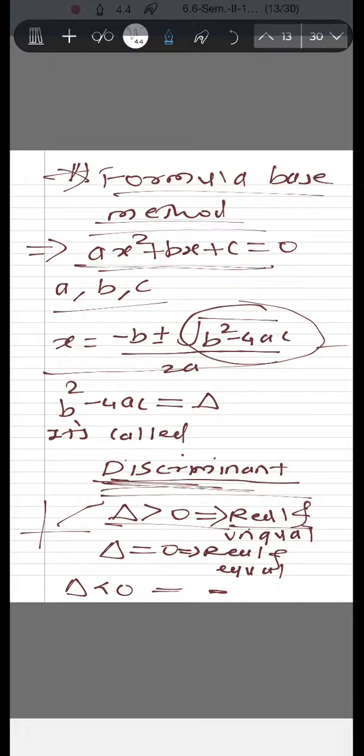So based on that, here we will solve some questions and we will try to find out the answers. Okay, here I would like to take the first example. Number 1, the question is here: x square minus 18x plus 77 is equal to 0.